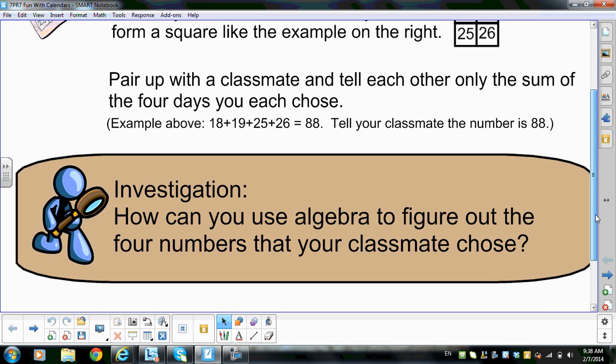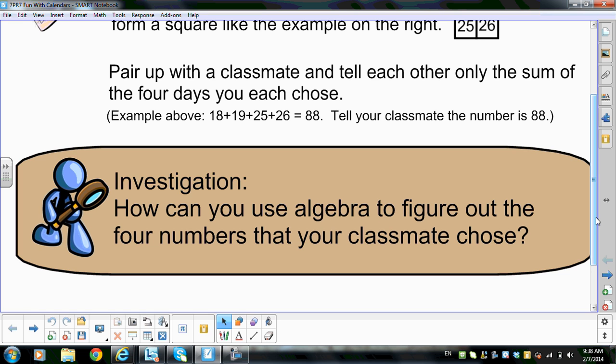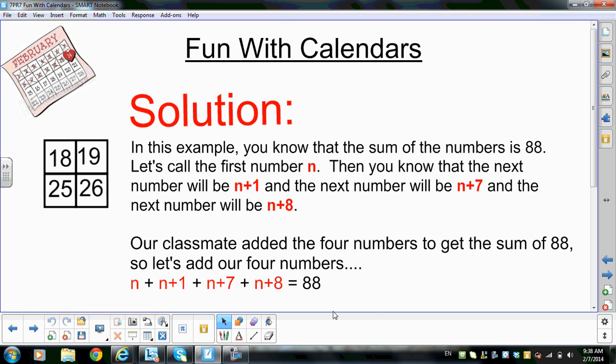And our investigation is how can you use algebra to figure out the 4 numbers that I chose? So all you know is 88, all he knows is 88, and he needs to figure out the 4 numbers that I chose. So we're going to use my example, and I'm going to show you the solution for the 4 numbers that I chose. In this example, you know that the sum of the numbers is 88, so you know the total.